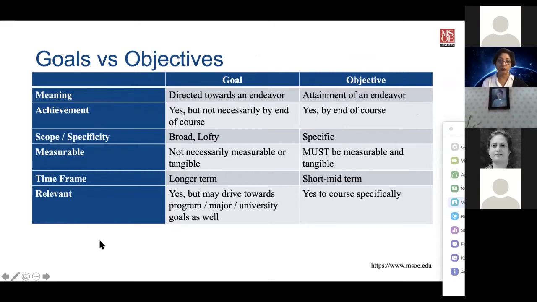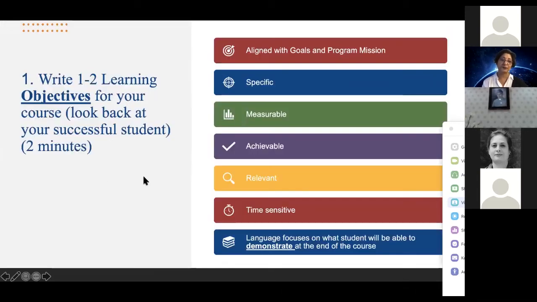I will not go through all of them, but one important one is measurable. You see, under the goal, it says not necessarily measurable. It's not tangible, but an objective is always measurable. There are numbers, there are skill sets, there are specific things that you can ask, and then you can put a grade or something against it. So it is important that in your syllabus, you tell them what the goals of a course are and what the objective of that course is.